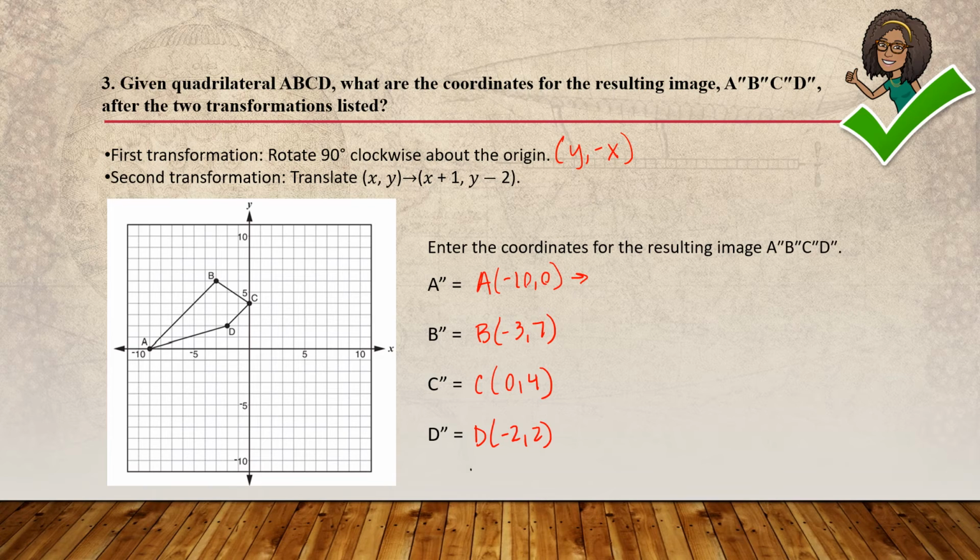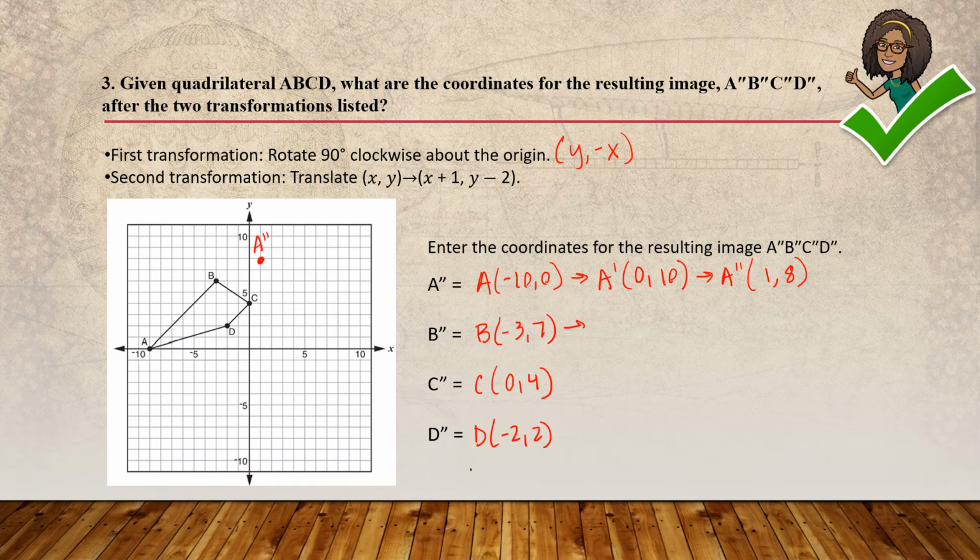So for A, the first transformation is to switch and take the opposite of the x. So that gives me (0, +10). And then the next transformation would be to add 1 to the x and subtract 2 from the y. So that puts us at (1, +8), which was here, A double prime.